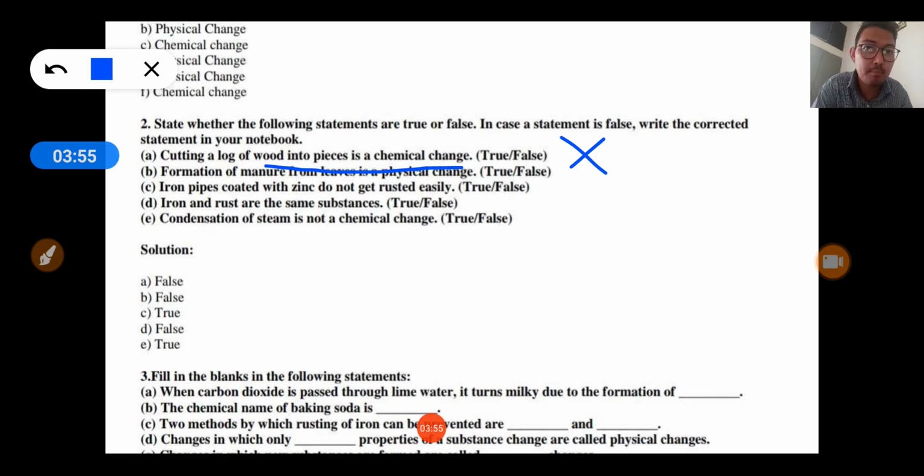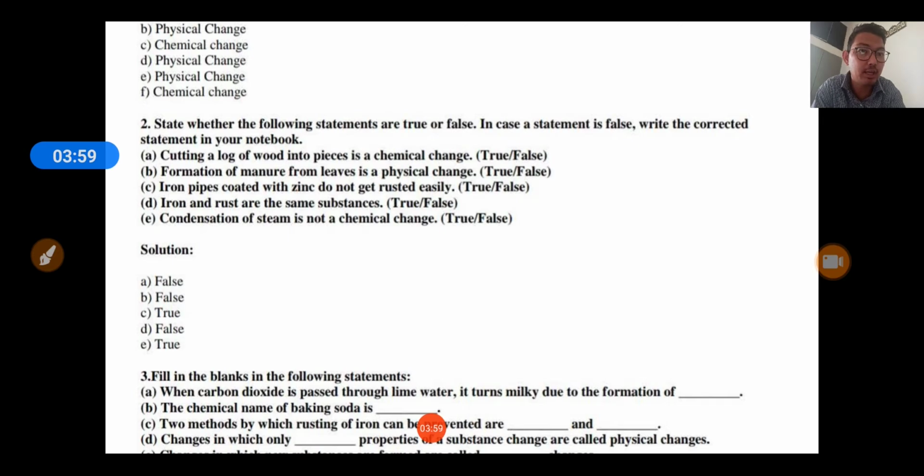Now coming to the part B, formation of manure from leaves is a physical change. Dear students, what happens during formation of manure? On leaves, microbes grow and organic acids are formed. Totally new substances are formed, and the process of formation of manure is irreversible. So this is not a physical change. It means the statement is false.